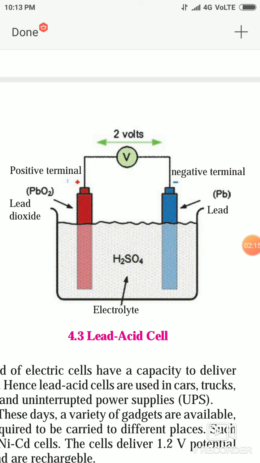of energy, or what we can say current. So it can create 2 volts. These types of cells are used in huge appliances like cars, trucks or motorcycles and all that.